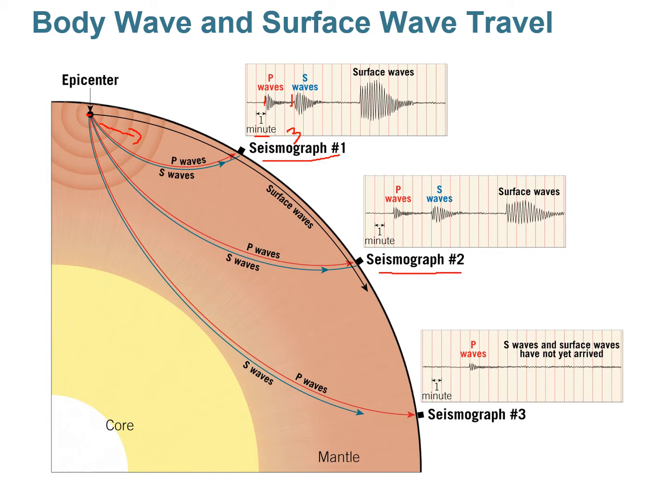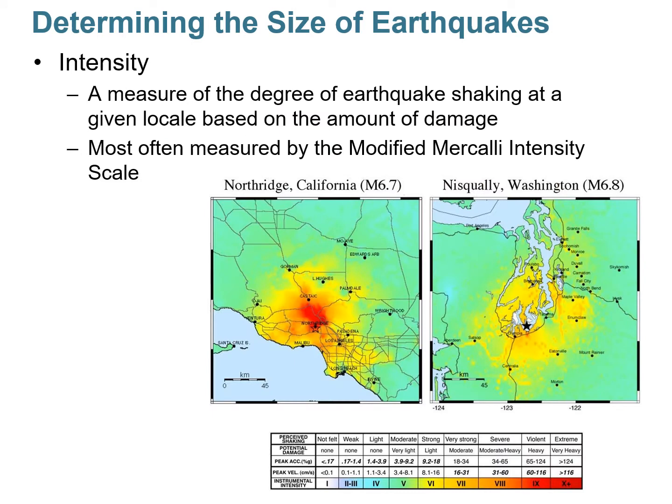Here's seismograph 2, and if you notice, the time lag is larger between P and S waves. Here it's almost about 5 minutes, okay? So that means the circle you're going to draw around seismograph 2 is going to be really large. And it makes sense because it's further away from the earthquake. And then at seismograph 3, the P waves have arrived, but the S waves have yet to come. Okay, they're still traveling through the Earth's mantle before they get to that seismograph.